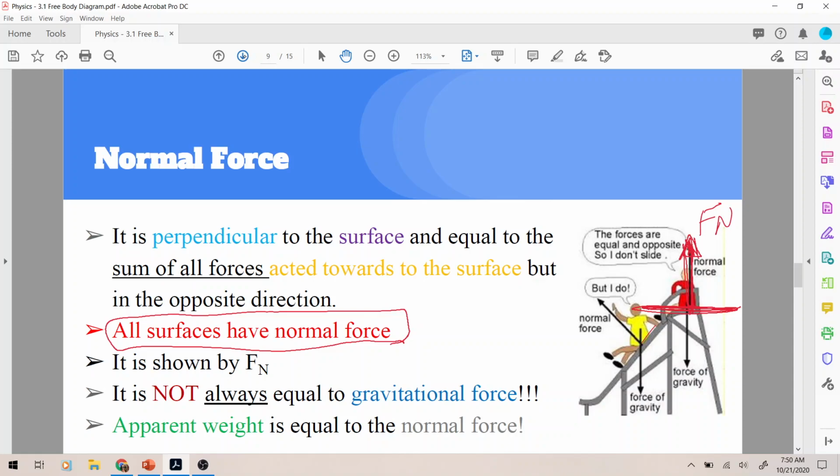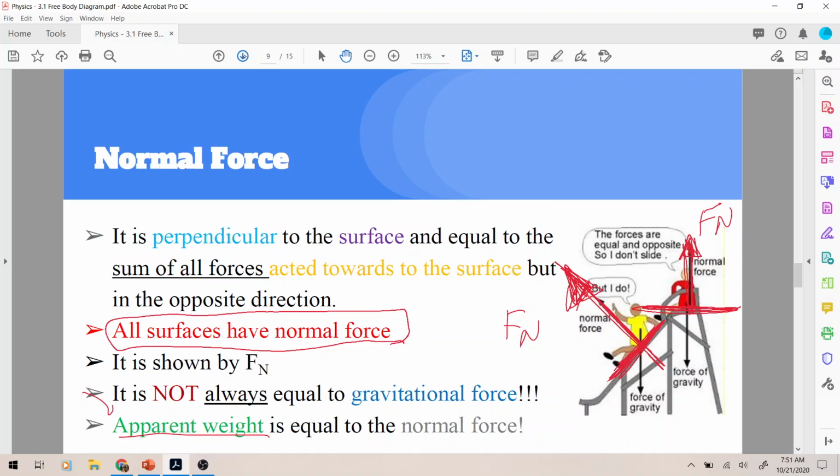But what about this guy? The sliding guy, the surface is not horizontal, it's diagonal. Then what will be the perpendicular force, or perpendicular vector, for it? This is going to be the vector, so that is going to be the normal force. The direction is away from the surface, and it is perpendicular to the surface. And apparent weight will be basically equal to normal force. We might not talk about that later on, but that's extra information.